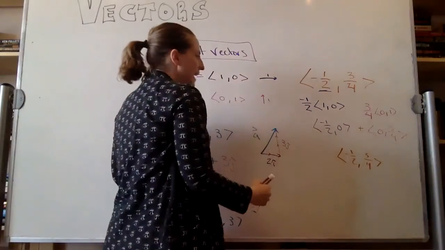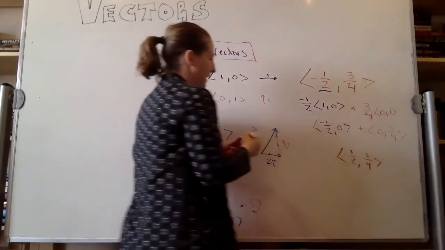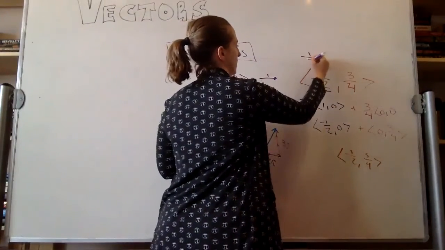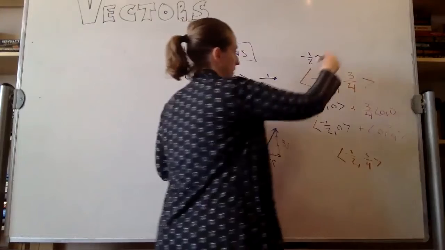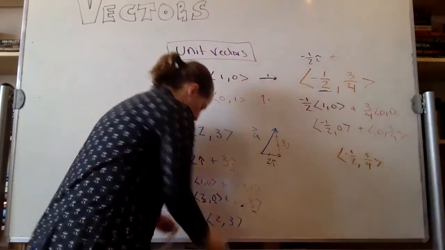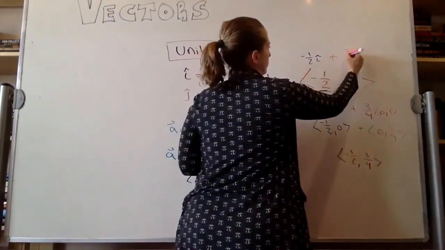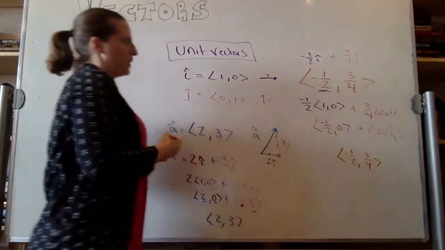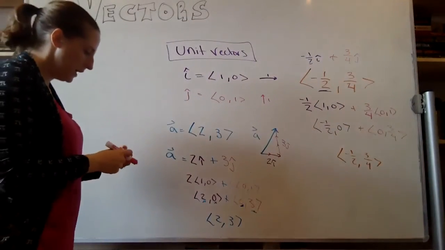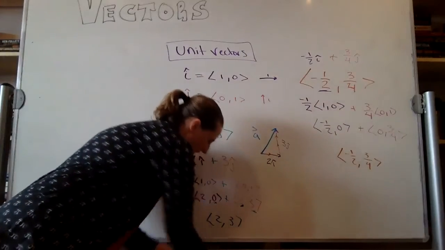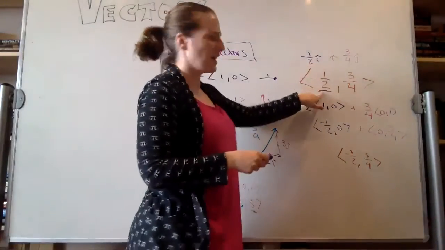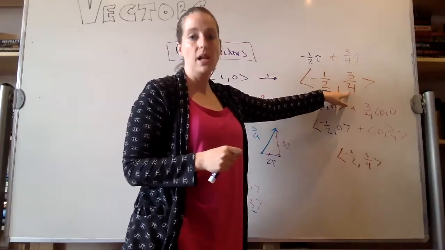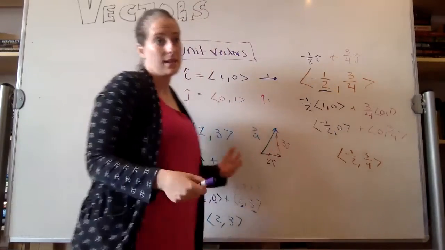So that tells me that if I add negative 1/2 i hat plus 3/4 j hat, that's going to give me this vector (-1/2, 3/4). If you're thinking, is it really that easy, that I take i hat times the horizontal component and j hat times the vertical component and add them together? The answer is yes, it really is that easy.